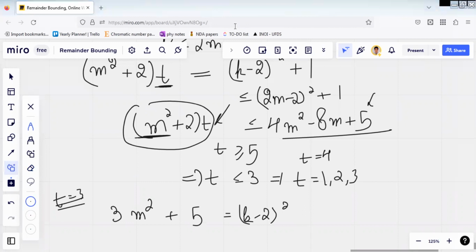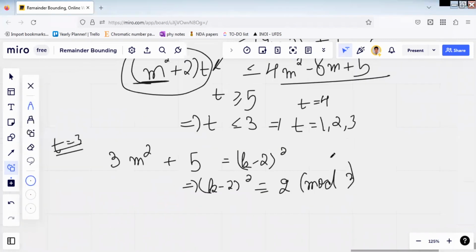Just say it, anyone. A mod 3 contradiction, yeah. If you take mod 3, this will imply that k minus 2 square should be 2 mod 3. But squares are 0 or 1 mod 3. So this is a contradiction.